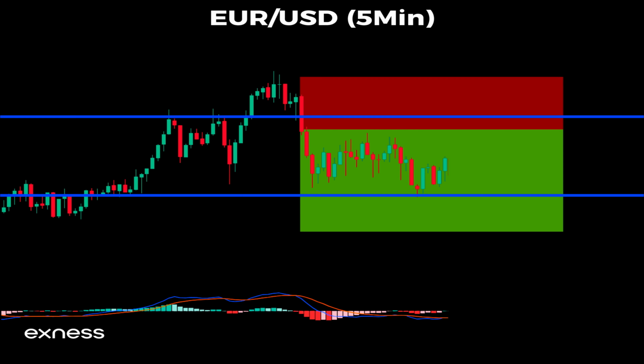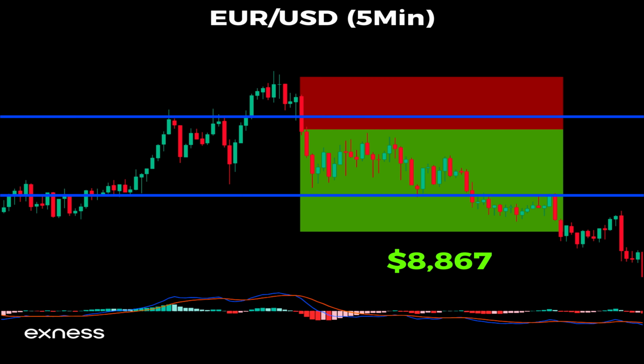Price drops immediately, no hesitation, no fake out. The kind of move where you set the trade and lean back because there's nothing left to do. It works its way down and cleanly hits the target. Now this was my biggest trade of the year, a nearly $9,000 winner.